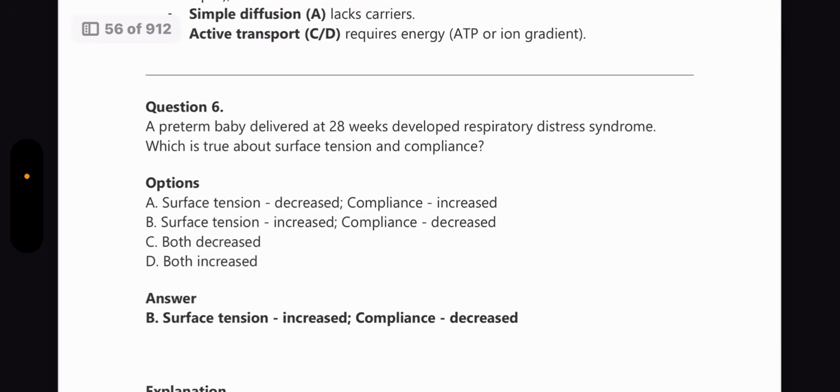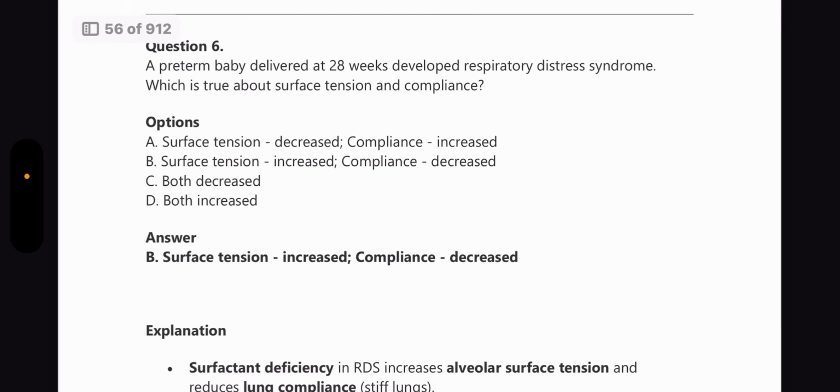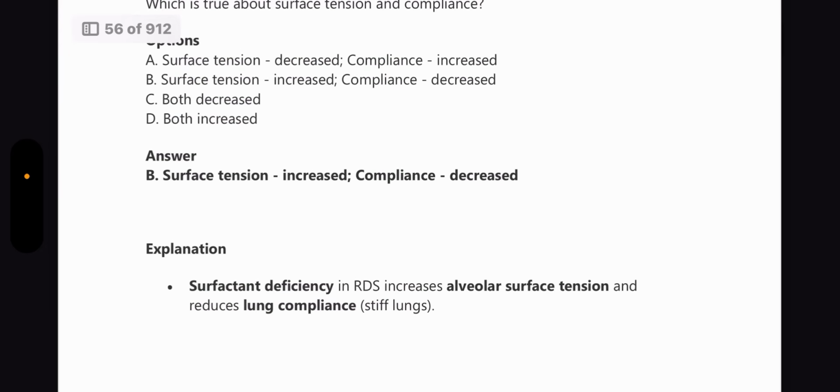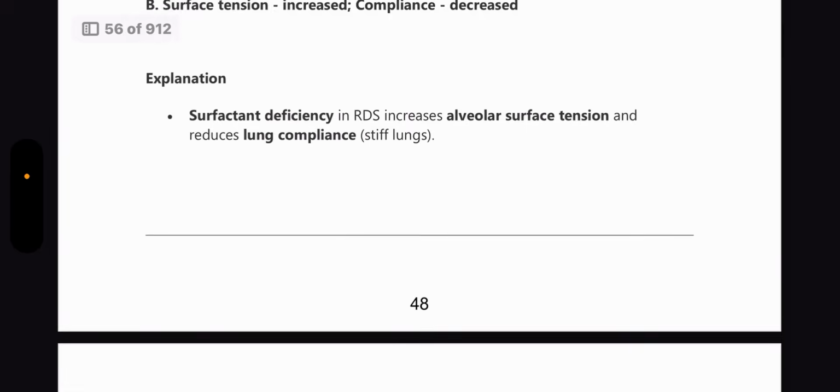Next, a preterm baby delivered at 28 weeks developed respiratory distress syndrome. What is true about the surface tension and compliance? So surface tension is increased here and the compliance is decreased here. Surfactant deficiency in respiratory distress syndrome increases the alveolar surface tension and reduces the lung compliance, making stiff lungs.